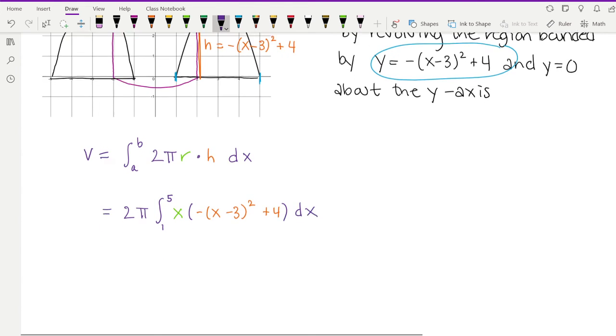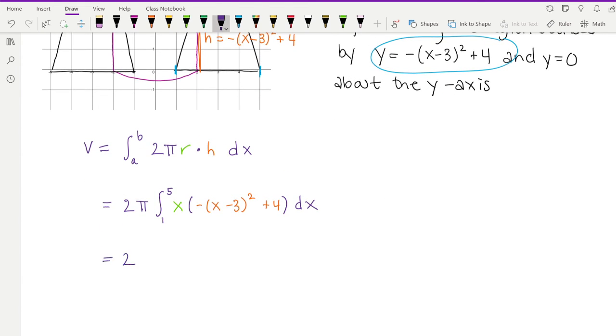And then if you wanted to, you could clean this up a little bit. So you could rewrite this as 2 pi times the integral from 1 to 5 of, if you multiply this x in, negative x times (x minus 3) squared plus 4x. And then if you wanted to actually evaluate this integral, you would just have to multiply this stuff out, right? You just do (x minus 3) squared, multiply it with negative x, add 4x in, and then it would just be a polynomial, so it really wouldn't be that hard to evaluate.